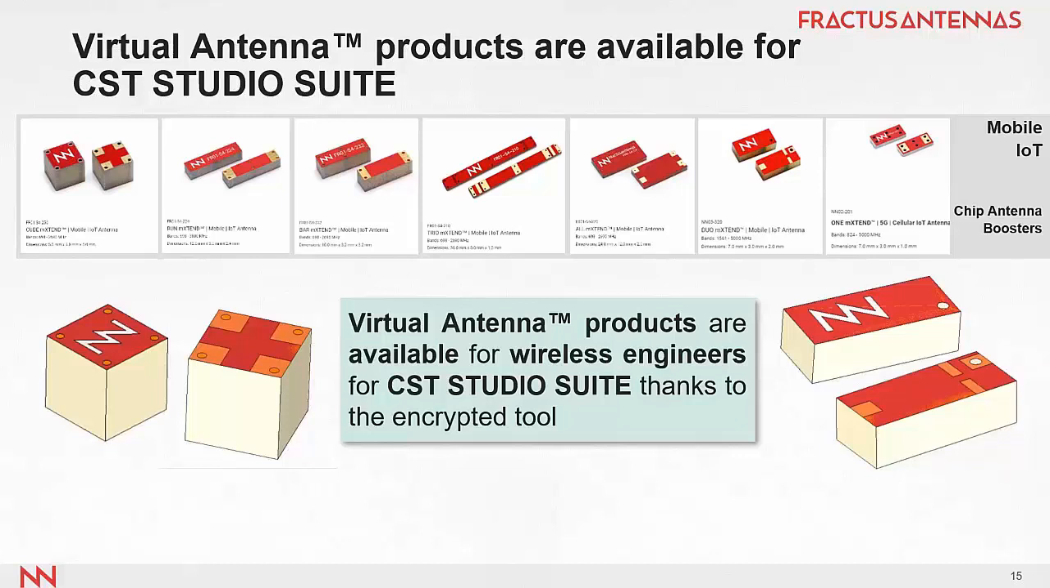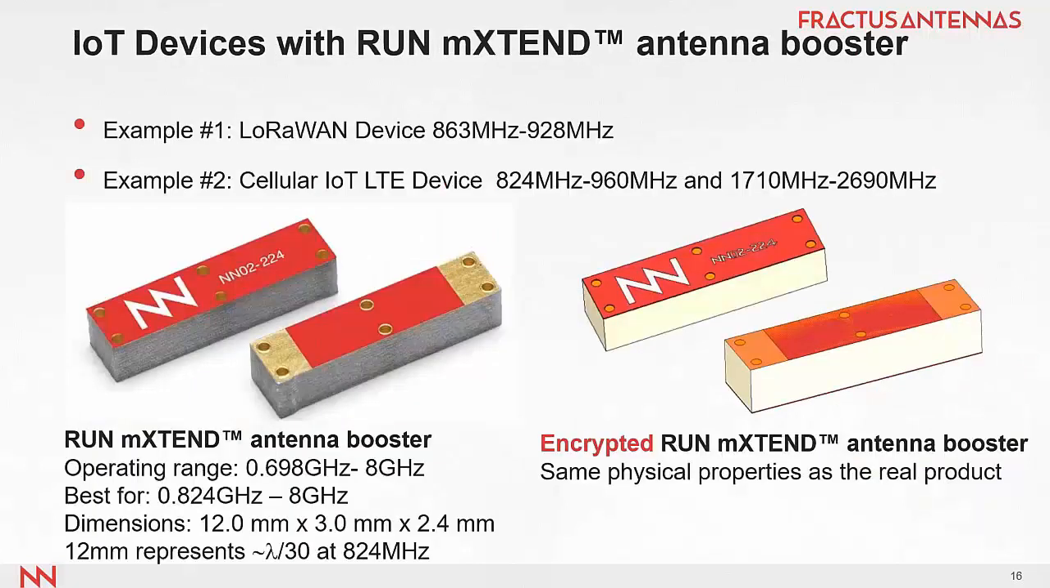So let's see now some examples just to understand how not only the technology works, but also how these encrypted models are easy to use in the design of IoT devices. The first example will be with this antenna booster, which is called the Run and Extend. It's really a small antenna element, 12 millimeter by 3 by 2.4. And you can see that this is lambda over 30 at the frequency of 824. So it's really, really electrically small antenna.